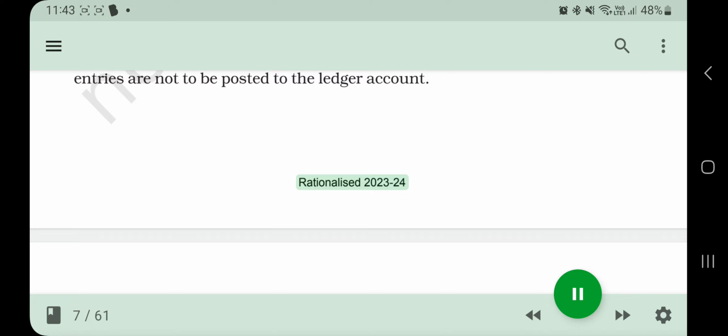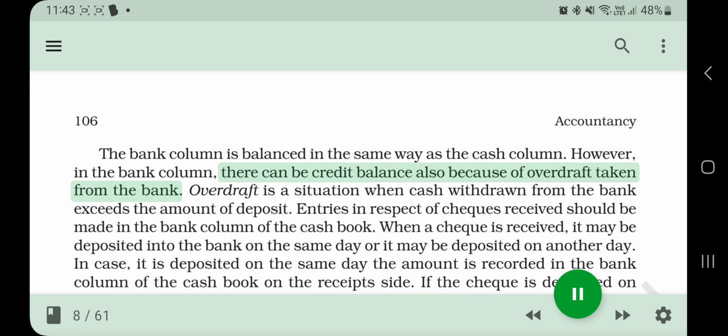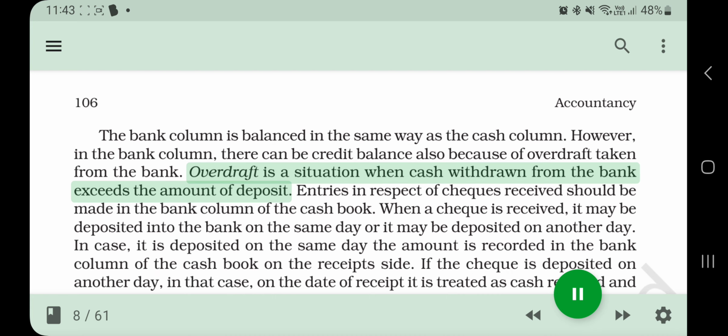The bank column is balanced in the same way as the cash column. However, in the bank column, there can be a credit balance also because of an overdraft taken from the bank. Overdraft is a situation when cash withdrawn from the bank exceeds the amount of deposit.